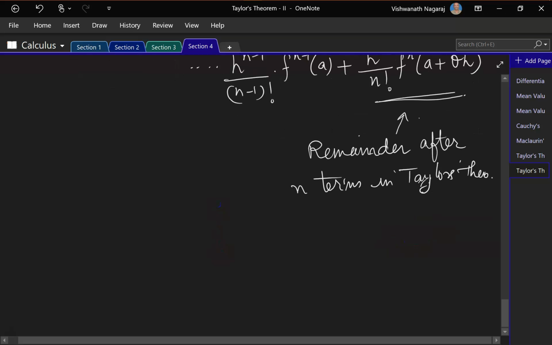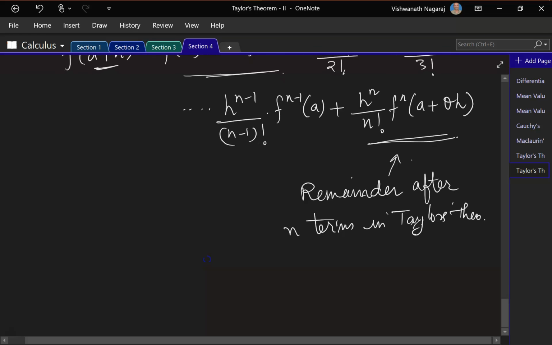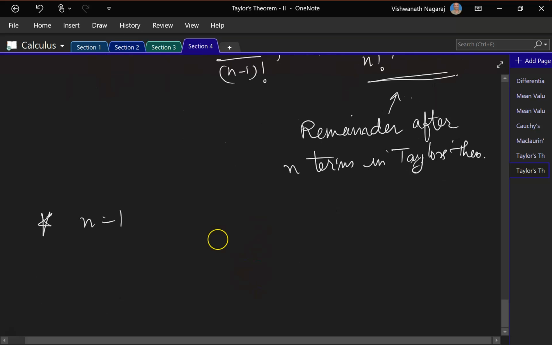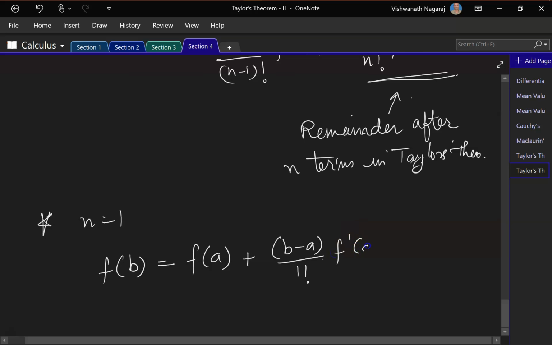Okay, now let's try something else. Let's say n is equal to 1. What happens in the theorem? Remember, f of b is equal to f of a. Now this is the first term plus, now we use the remainder, that would be what? b minus a by 1 factorial times f prime of c.